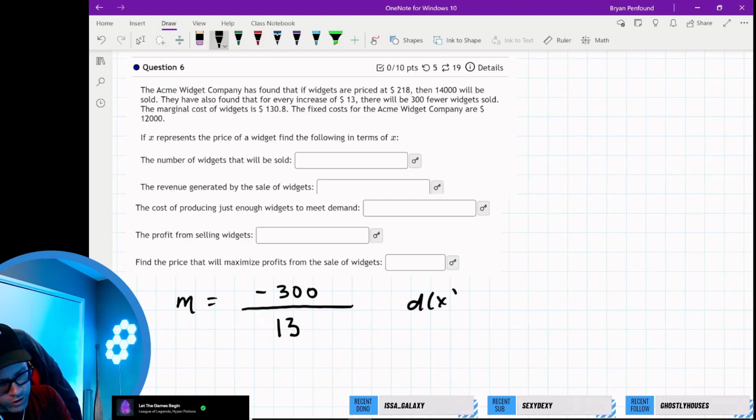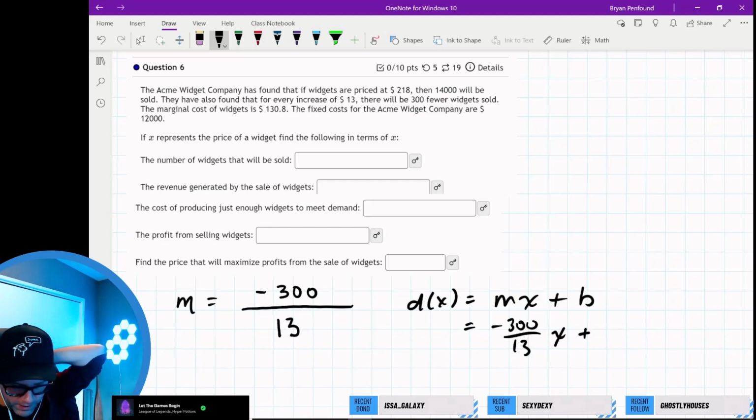Our demand function itself should be a y equals mx plus b kind of function. So we know the slope. The slope is negative 300 over 13. And we just need to figure out what b is. So what is our intercept? Do we have that information? It doesn't look like it, but we might be able to figure it out.